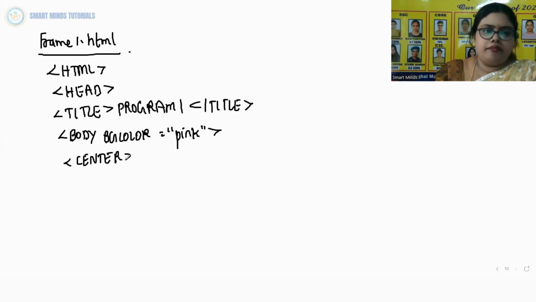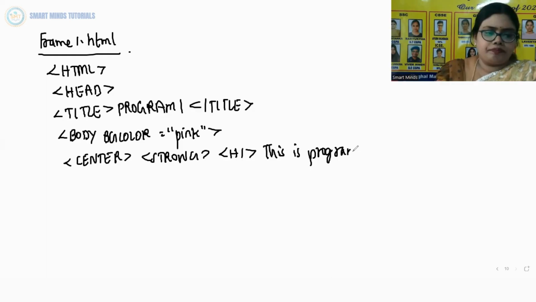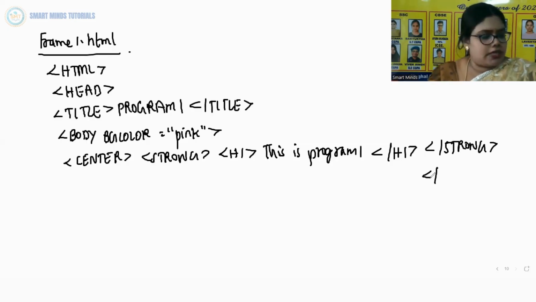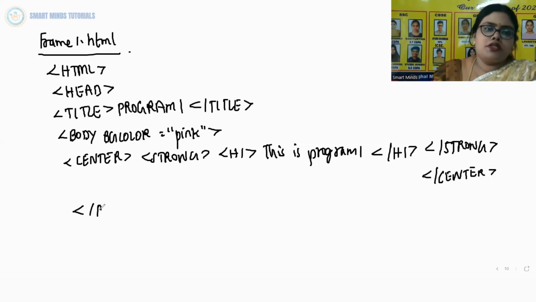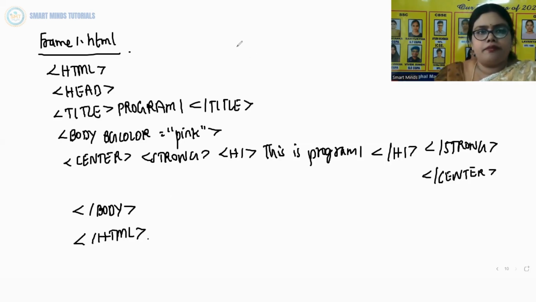Then center tag, strong tag, then heading H1. This is program 1. Close the heading tag, close the strong tag, and close the center tag. Then close the body tag and close the HTML tag. So we are creating 2 frames over here.